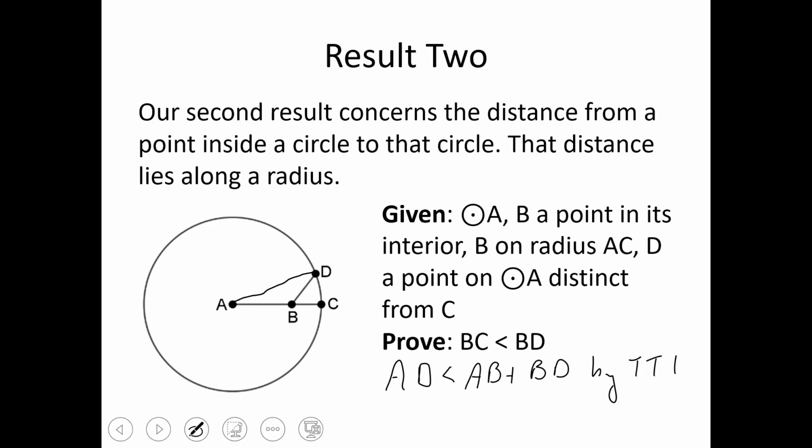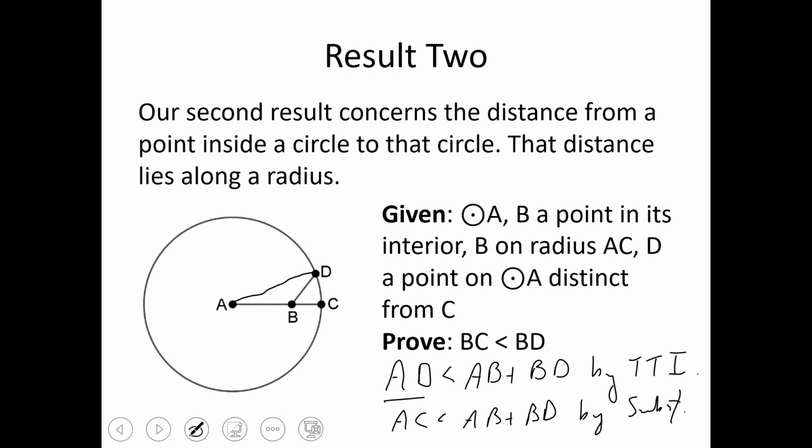So by the triangle inequality, TTI, I sometimes call it: one side of a triangle is less than the sum of the other two sides. But think about that, AD is equal to AC. So it's going to follow that AC must be less than AB plus BD. That's just by substitution, of course, because AD and AC, both of which are radii, must be equal to one another.